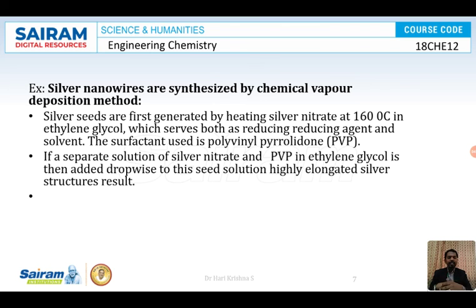Silver seeds are first generated by heating silver nitrate at about 160 degrees Celsius in ethylene glycol, which serves both as a reducing agent as well as a solvent. The surfactant used is PVP, that is polyvinylpyrrolidone. A separate solution of silver nitrate and PVP in ethylene glycol is then added dropwise to the seed solution, and a highly elongated silver structure is obtained.